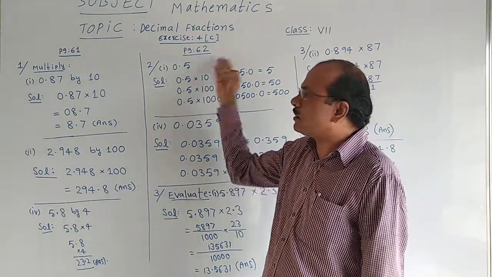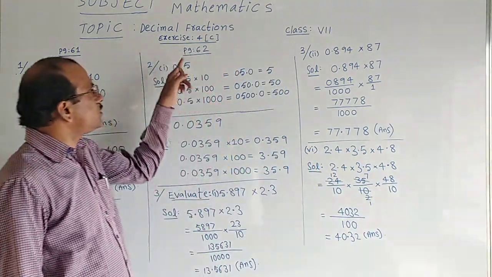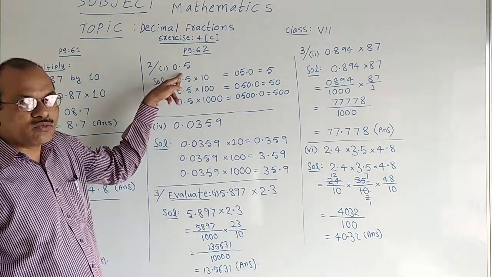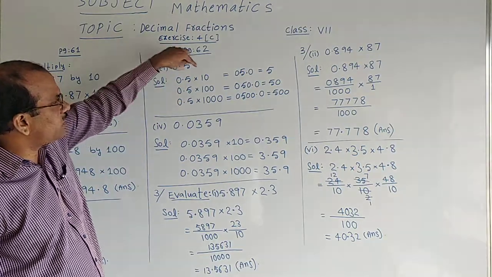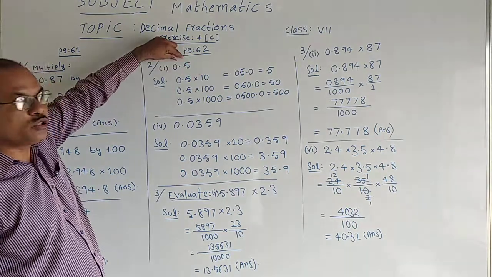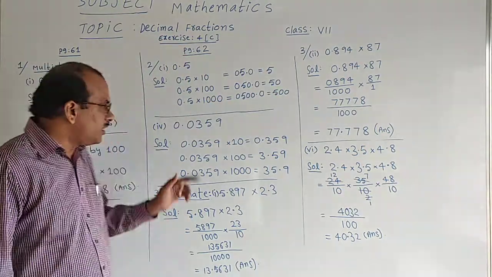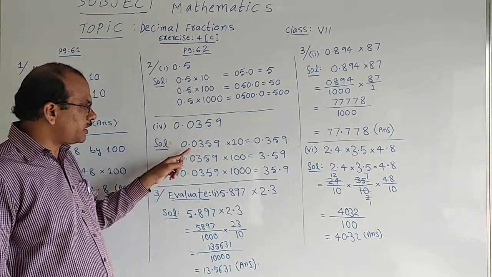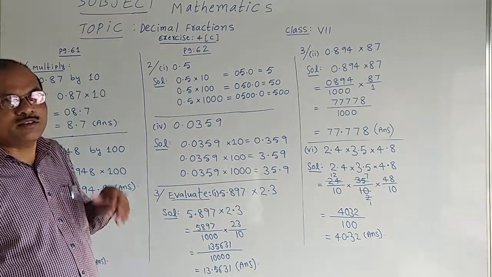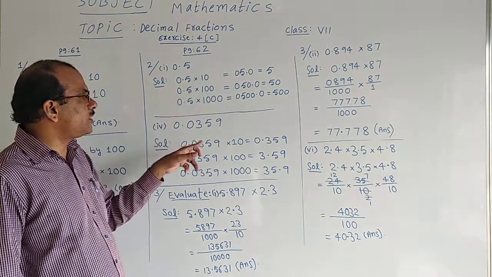We will go for page number 62. Open all of you. Second question, first bit. They said 0.5. You multiply this 0.5 with 10, this 0.5 with 100, 0.5 with 1000. Then what can be the result is the question. Here also the same. This number should be multiplied with 10, 100, 1000 as we have done previously. Is it clear? Now let us see how to get those answers.